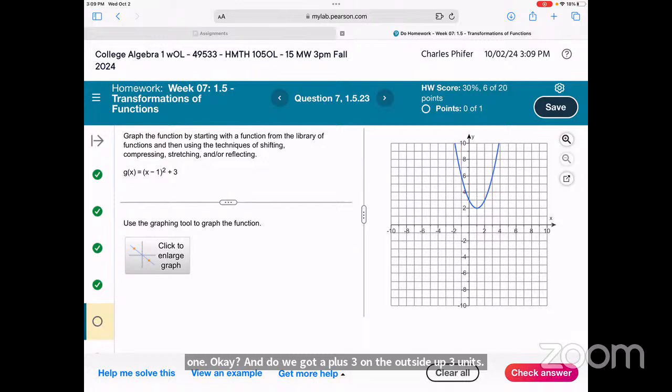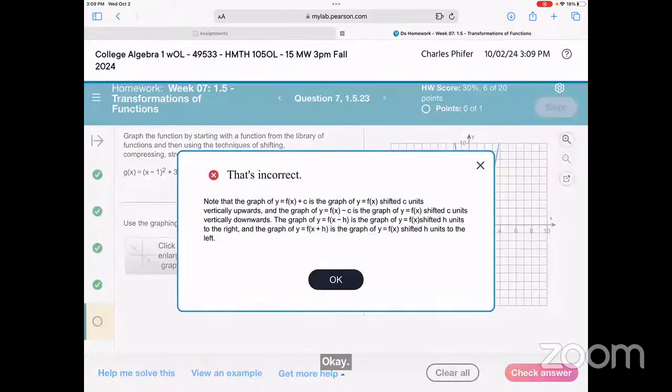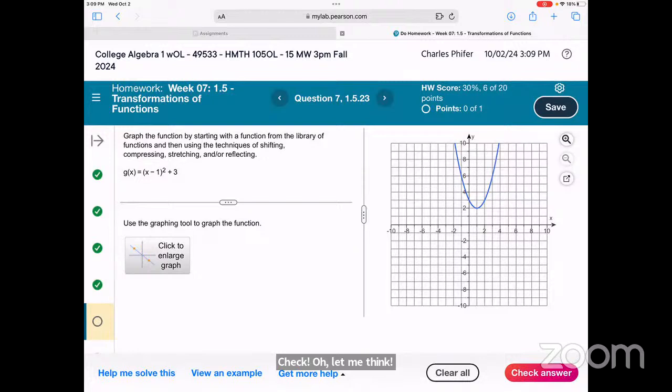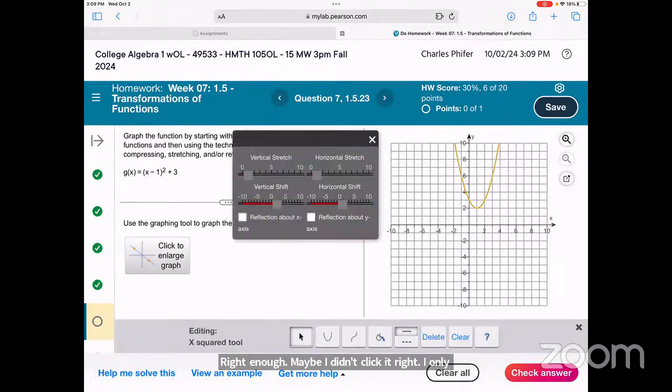Check. Oh, let me think. Right and up, maybe I didn't click it right. Oh, I only went up by 2. Supposed to be 3.